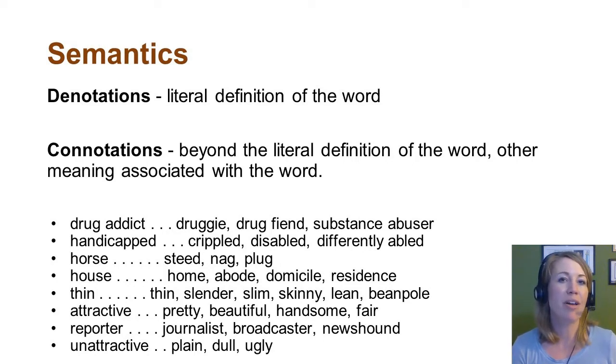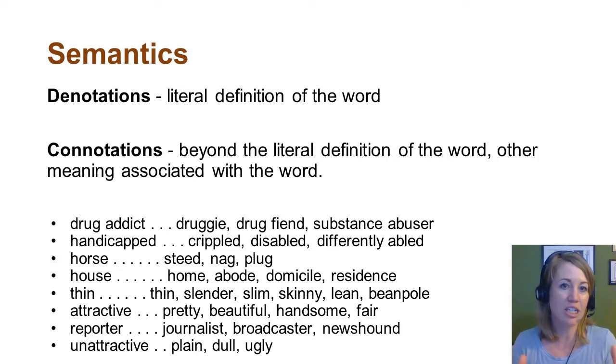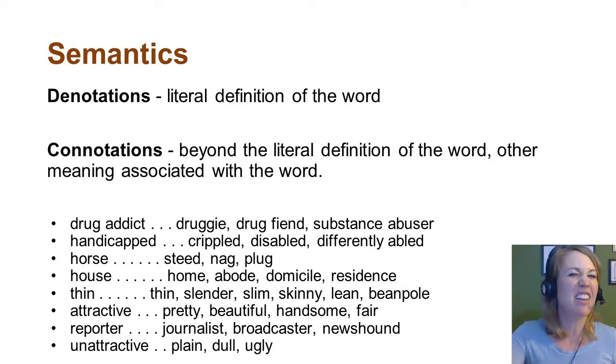If I say my brother is a druggie, that's obviously showing that I might not have as much affection or empathy or care for his situation, right? A druggie has negative connotations to basically mean more useless, worthless, right? Where a drug addict might be more the professional term. So this is connotations, right? They have the alternative meaning behind the literal definition.